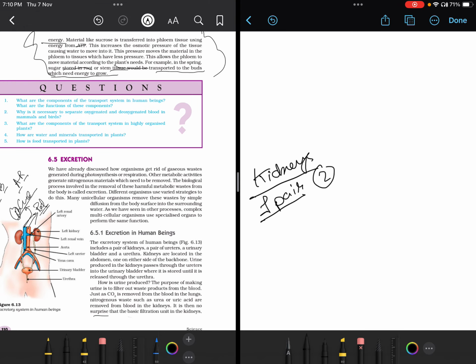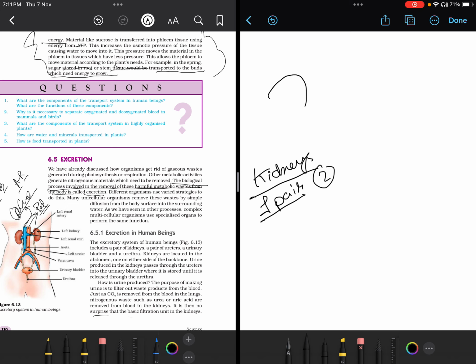Now let's come to this paragraph. We have already discussed how organisms get rid of gaseous waste generated during photosynthesis and respiration and other metabolic activities, like nitrogenous materials which need to be removed. The biological process involved in the removal of this harmful metabolic waste from the body is called excretion. The definition of excretion is mentioned here. Excretion is simply the removal of waste products.